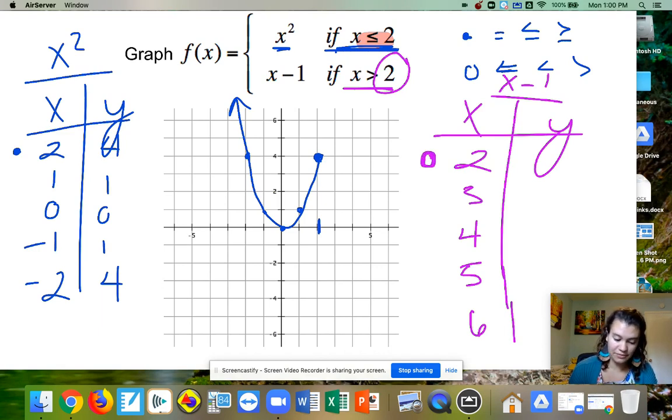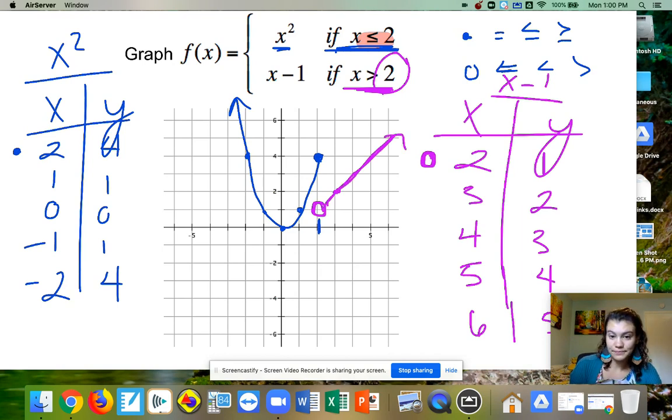Now take those values and plug them in. So 2 minus 1 is 1, 3 minus 1 is 2, etc. as we keep going down. And now you graph this. So at 2, you're at 1. Remember, you want an open circle because we don't have an equals to on the equation. At 3, you're at 2. 4, you're at 3. 5, you're at 4, etc. And you get this line.